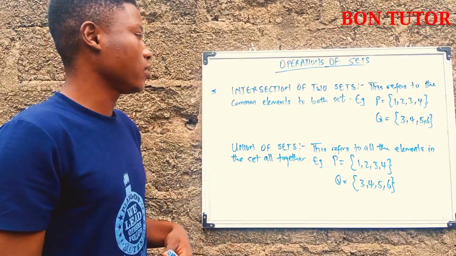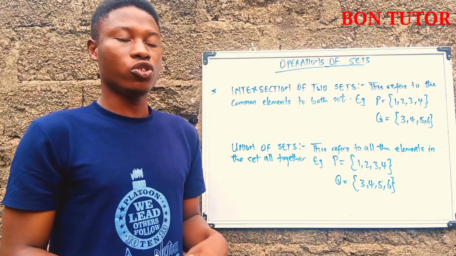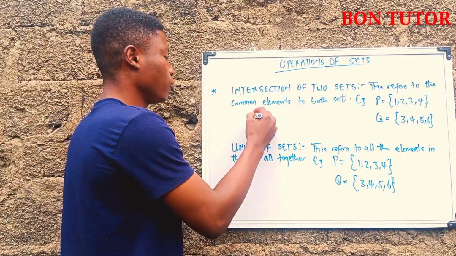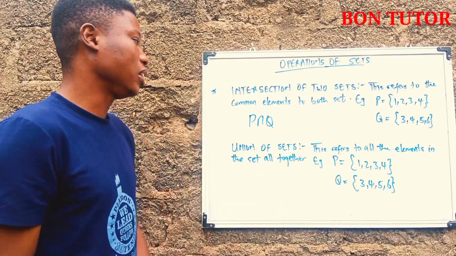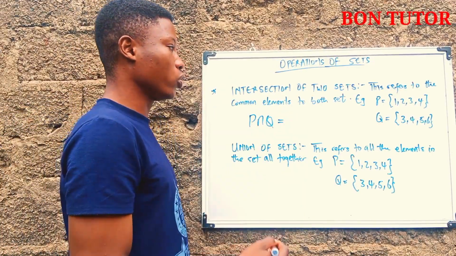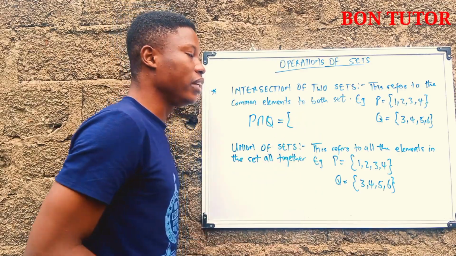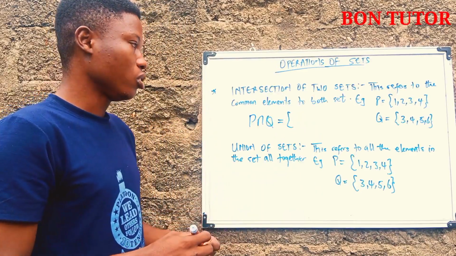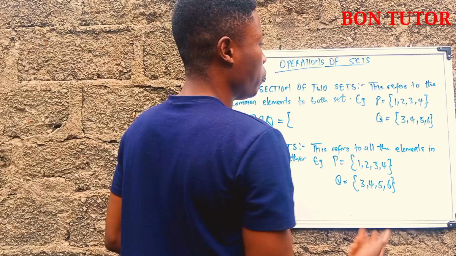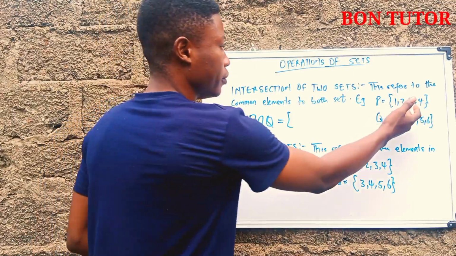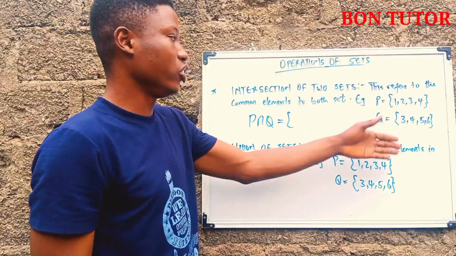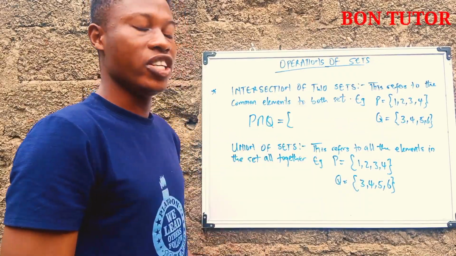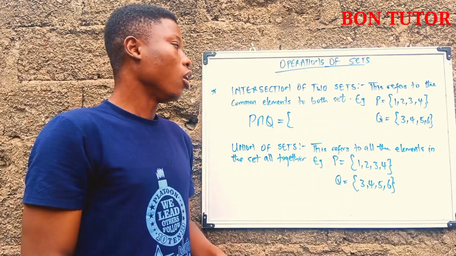If you are asked what is the intersection of these two sets, the intersection of two sets is represented like this, using a big N (∩), and it will be equal to the elements that are common to both sets. Let's take P for example. You have 1 in P, but it does not have 1 in Q. That is, it is not common to both sets. So 1 is not involved in the intersection of the sets.